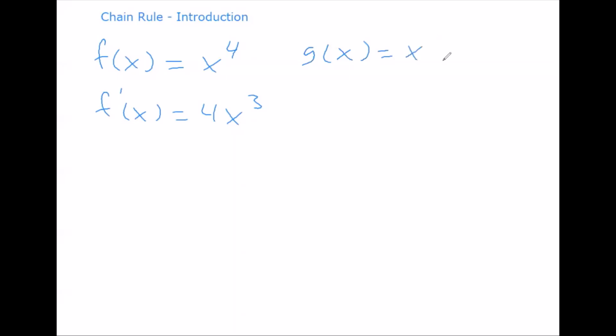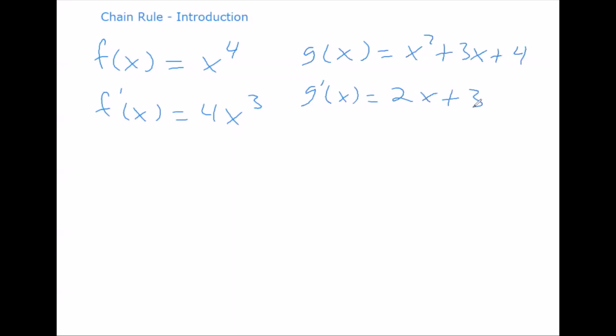Before I get started, I want to quickly review the power rule. Let's say we have f of x equals x to the fourth. Then the derivative using the power rule would be 4x cubed. And similarly, if we had a different function, let's say g of x is x squared plus 3x plus 4, then the derivative of g of x would be 2x plus 3, again using the power rule.